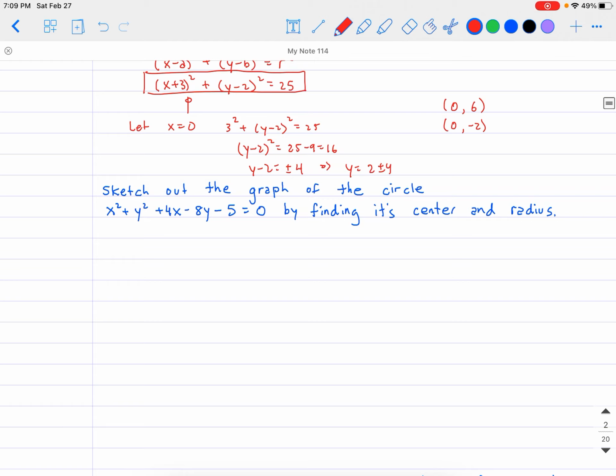So what I'm trying to say is I need to take my equation and change it so that it looks like this format over here, where I can recognize what is the center and what is the radius of the circle. So taking my equation right here, let's go ahead and do that.